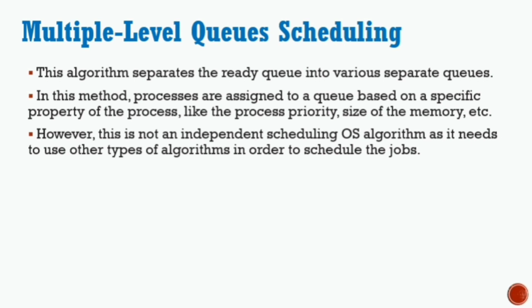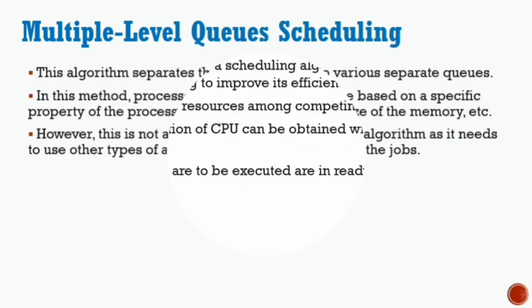Now, some of the important characteristics of the multiple level queues scheduling algorithm is that it needs to maintain many queues or multiple sub queues for the processes which have similar characteristics, and each and every queue can have its own separate scheduling algorithms, making this particular algorithm dependent on other algorithms, and definitely priorities will also be given for each queue.